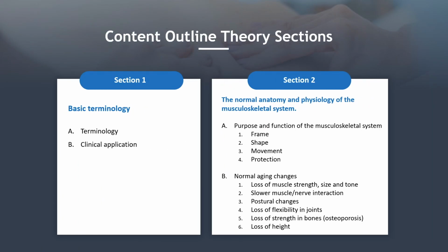Content Outline Theory Sections. Section 1. Basic Terminology. Terminology and Clinical Application. Section 2. The Normal Anatomy and Physiology of the Musculoskeletal System. Purpose and Function. Frame, Shape, Movement, and Protection. Normal aging changes. Loss of muscle strength, size, and tone. Slower muscle and nerve interaction. Postural changes. Loss of flexibility in joints, loss of strength in bones, and loss of height.